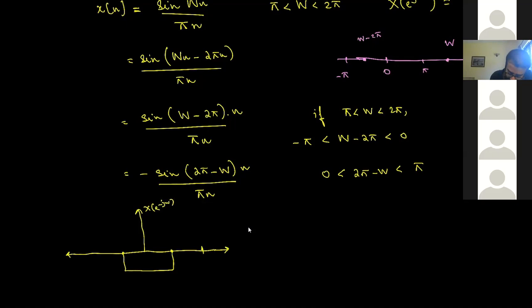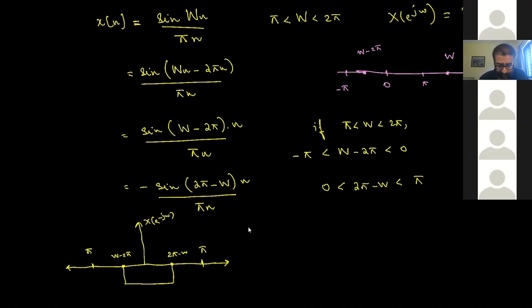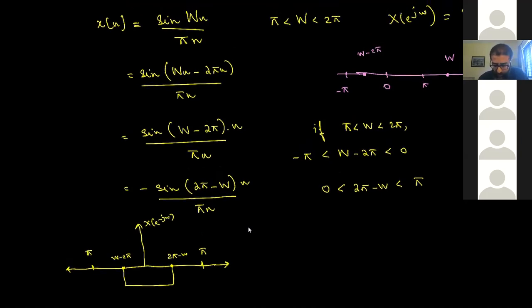2 pi minus w and minus 2 pi minus w. Excellent. This is 2 pi minus w, and this is w minus 2 pi. So this is still a low pass filter, except that it's an inverted low pass filter, meaning it reverses the polarity of the signal. Okay? This was an excellent question. Any questions here?